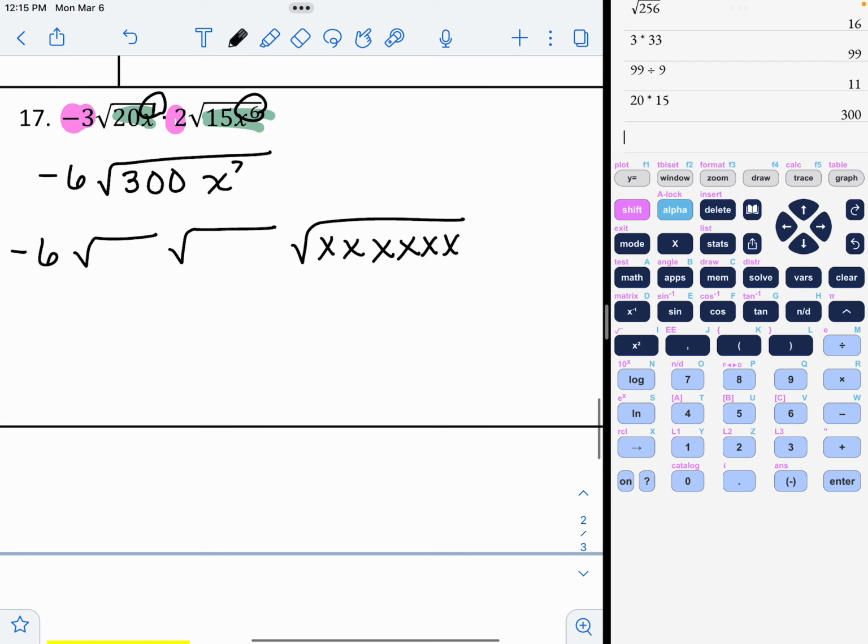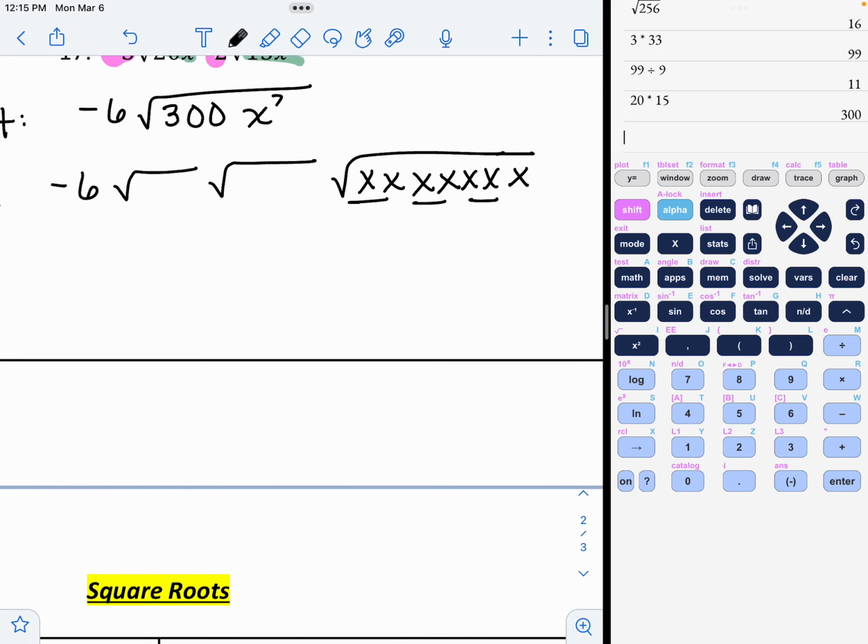Oh, I didn't mean for this to be 7 as well. That's okay. Actually, do I want to fix it? No, I don't want to fix it. It's fine. So 300, as you make your way through the list, will divide by the perfect square of 100 on the yellow numbers, times 3.